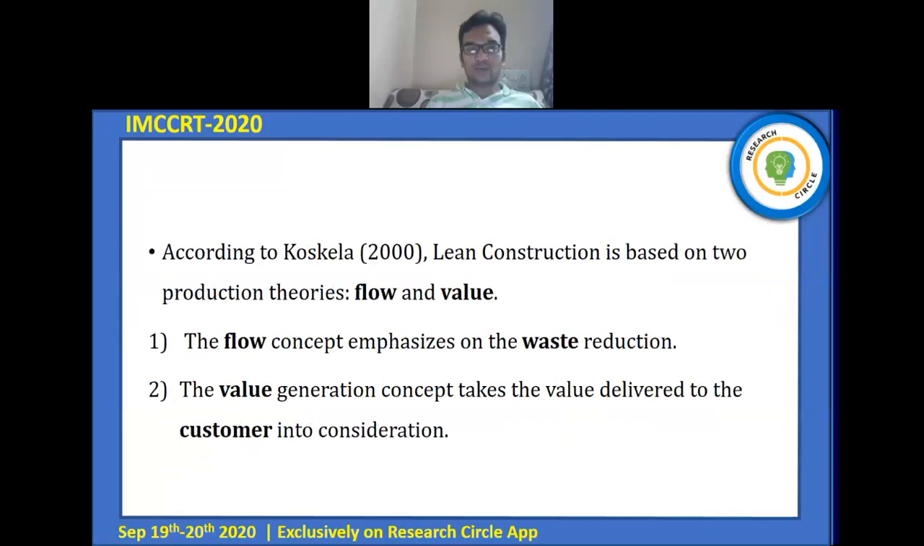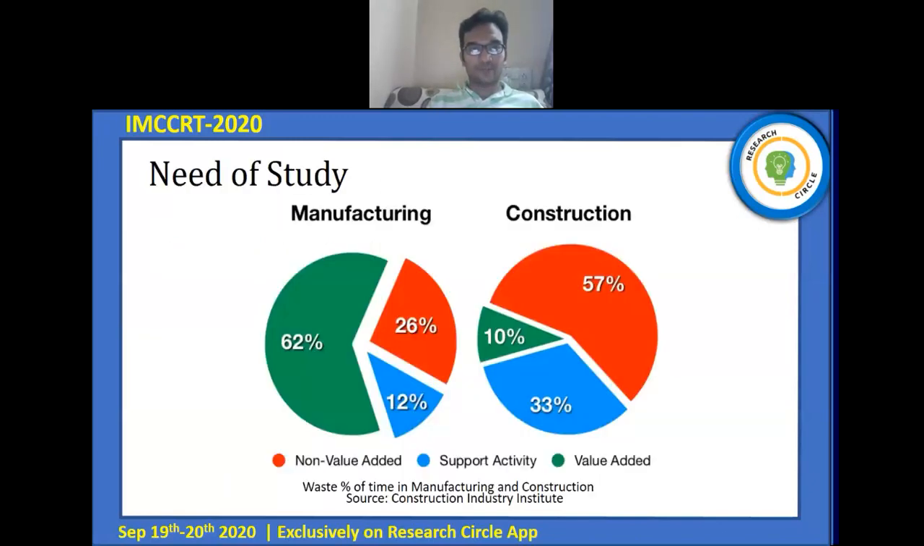According to Costello in 2000, he said that lean construction is based on two production theories. One is flow and one is value. The flow concept emphasizes waste reduction, while the value generation concept takes the value delivered to the customer into consideration.